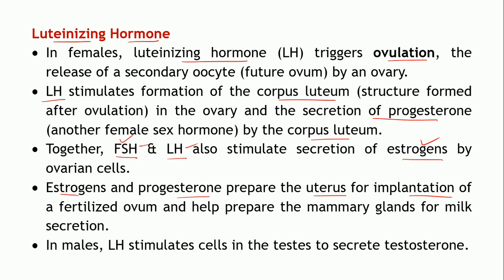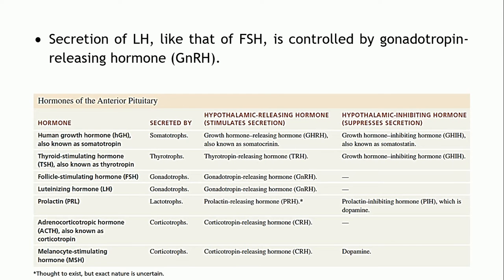And in case of males, the LH stimulates the cells in the testes to secrete the hormone testosterone. So, in turn it is controlling the secretion of the other hormones. Now, just like the FSH, as we have seen, the luteinizing hormone's release can also be controlled by the gonadotropin releasing hormone from the hypothalamus, and there is no inhibiting hormone.